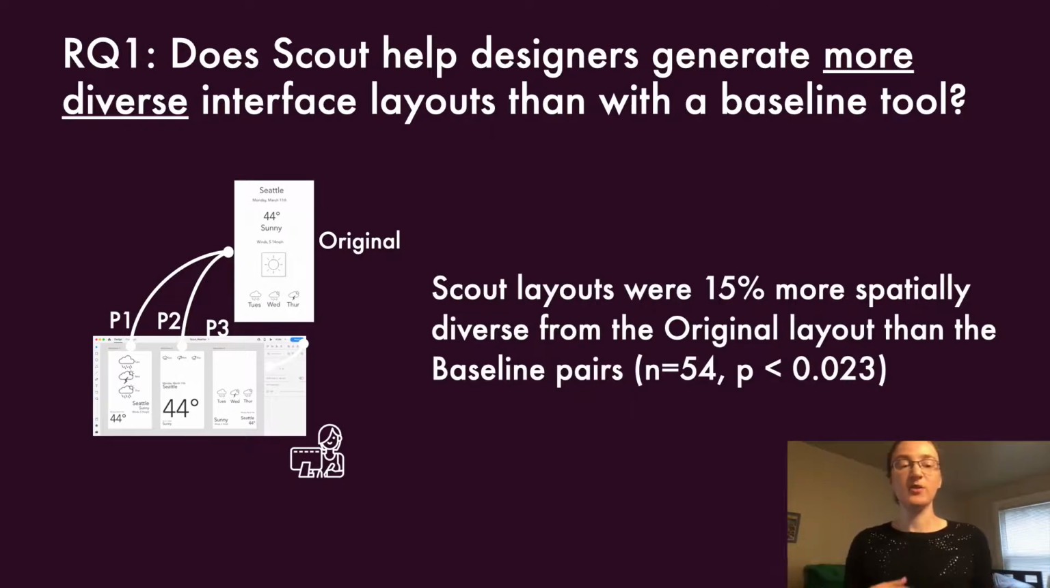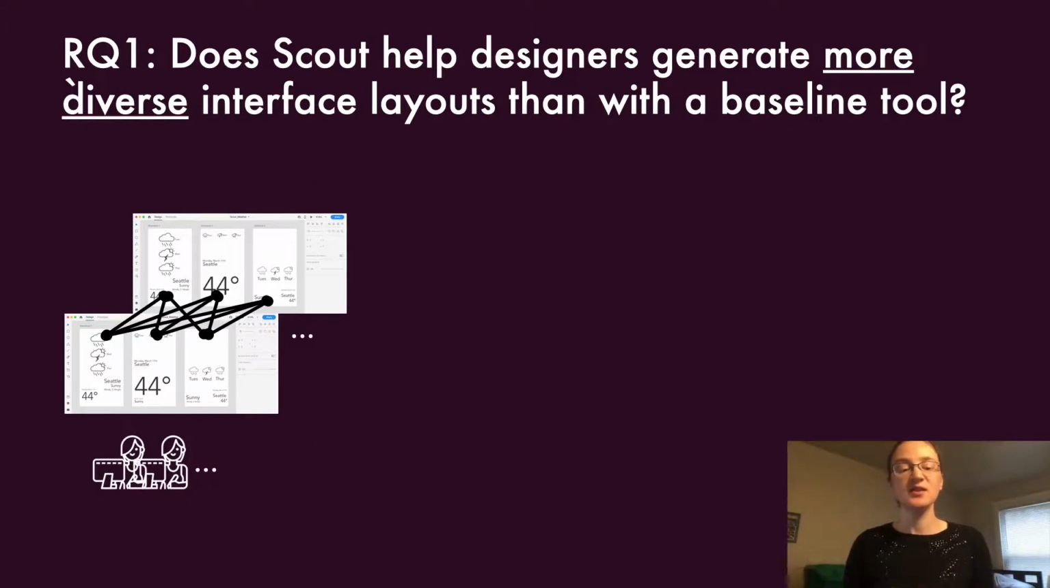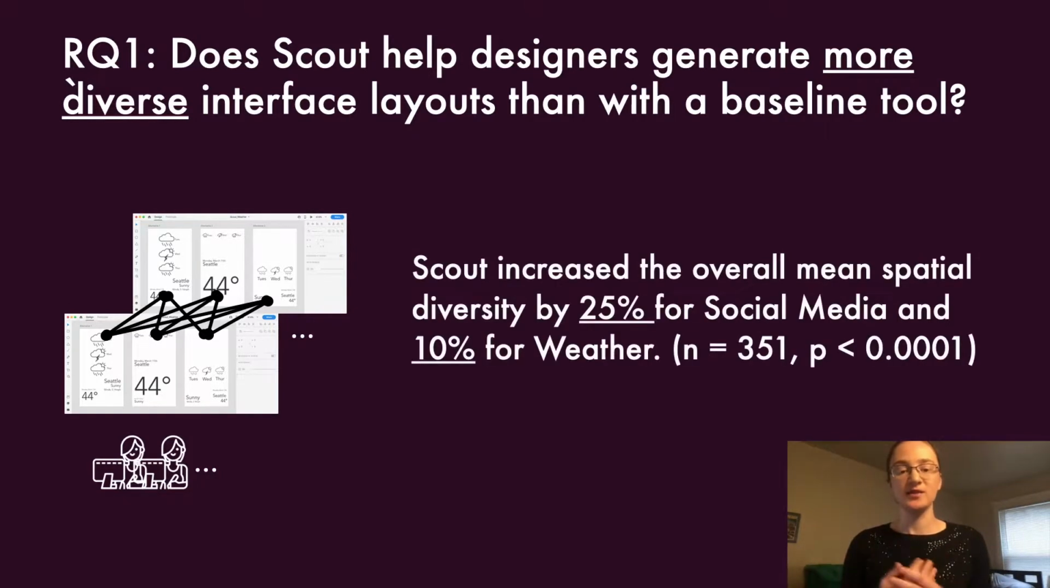And finally, we wanted to measure the overall diversity among all pairs of designs across all designers to see Scout's impact on the collective set of layout ideas that the designers could explore. And using that, Scout increased the overall mean spatial diversity by 25% for the social media task and for the weather by 10%. And that was each measured across 351 pairs of designs. So we know Scout did help increase diversity.